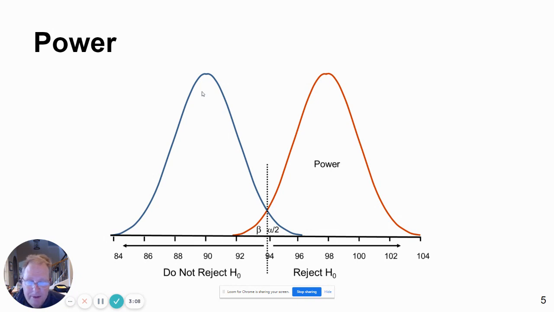If you set your critical value at alpha divided by 2, say you're doing a two-tailed test, then I draw a line at that cutoff, and the power is the area under the orange curve that is to the right of the dotted line. And that's representing the power of that test. It is the probability of correctly rejecting the null hypothesis, or correctly determining that the alternative is true when in fact it is true.